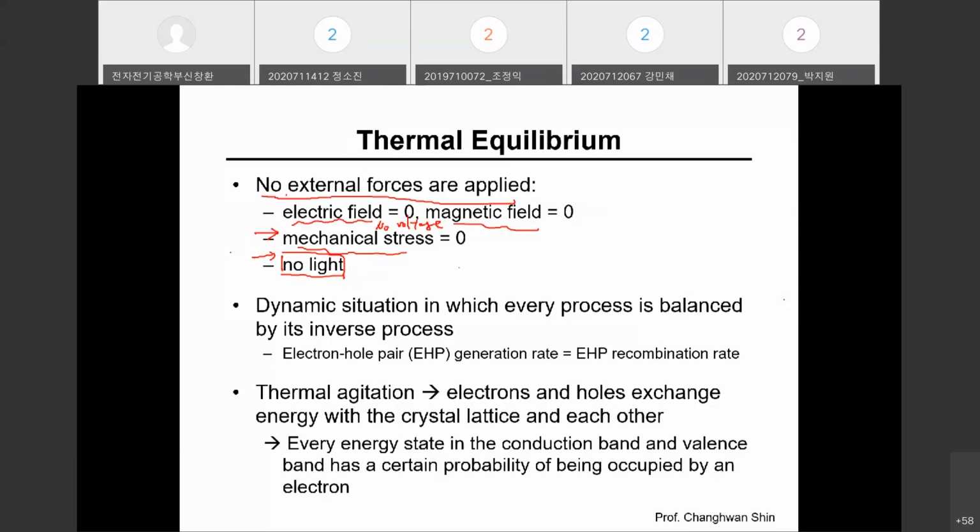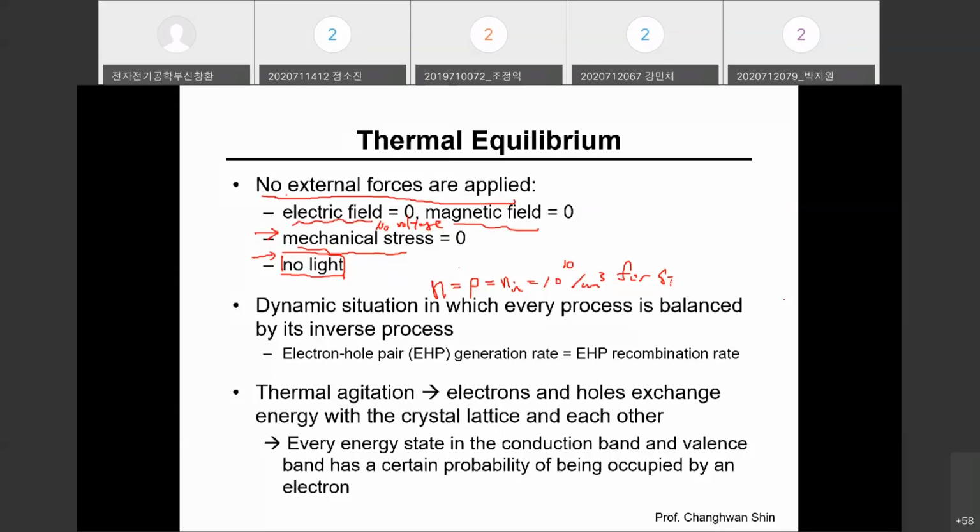Okay, so on the second bullet, you can see the dynamic situation in which every process is balanced by its inverse process. For example, let's think about how electrons and holes are created at room temperature, not at 0 Kelvin. At room temperature, free electrons are created and the same amount of holes are created together because they occur in pairs. I'm talking about pure silicon material. Then the total number of electrons and the total number of holes are identical, which is equal to n sub i. That was 10 to the 10 per cubic centimeter for silicon.